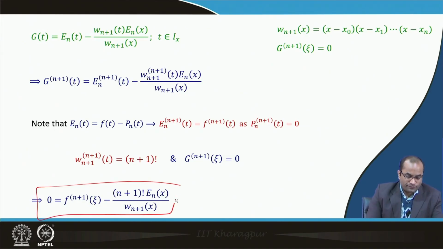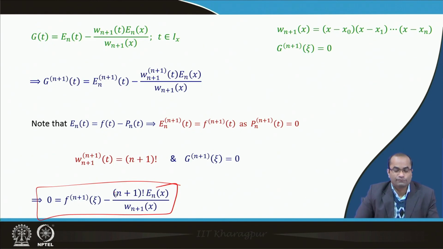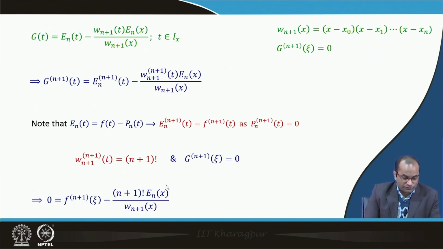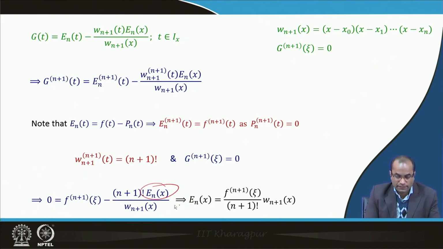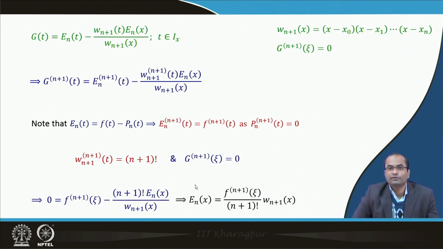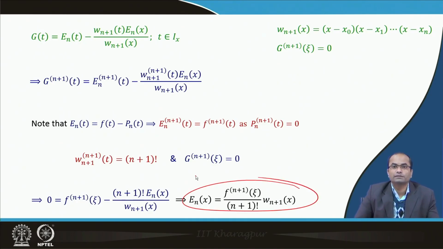So, this is what we have from the given function which we have chosen, and from this we can conclude that E n x will be equal to this one, and this is exactly the error formula which we wanted to derive. So, in this lecture we have also derived the error formula, because this polynomial is unique. So, irrespective of how we calculate it, we know what the error will be.